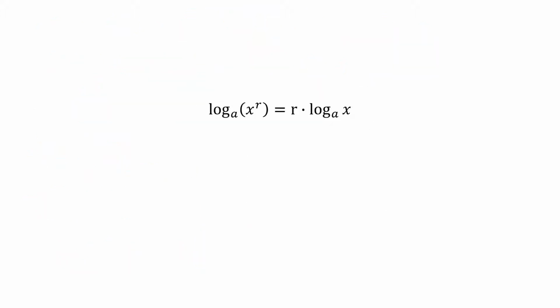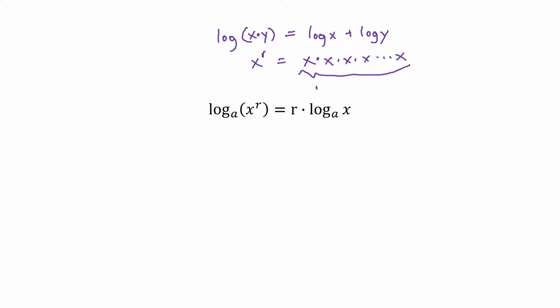This property follows naturally from what we know about the multiplication of arguments in a log. So we know that log of x times y is just going to be log of x plus log of y. So if we think about what happens with an exponent, if I say x to the r, I basically am just saying x times x times x times x, etc., r amount of times.